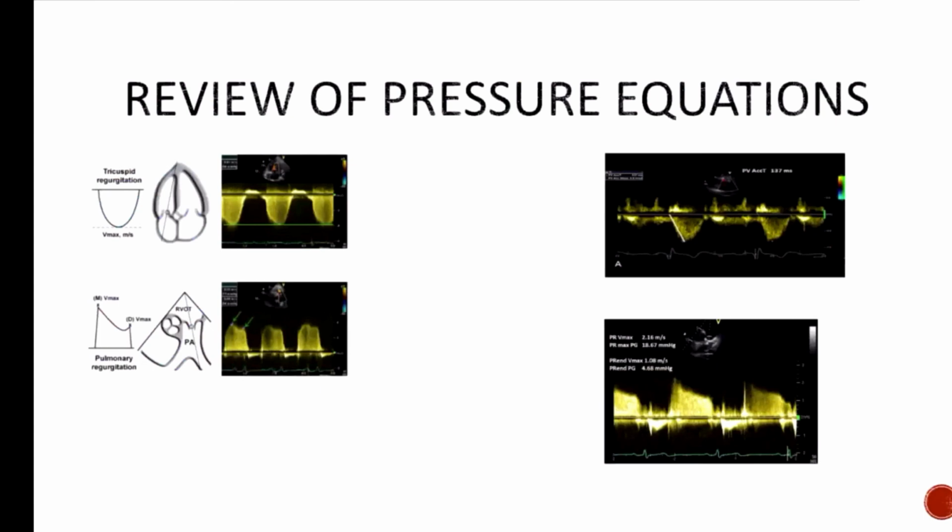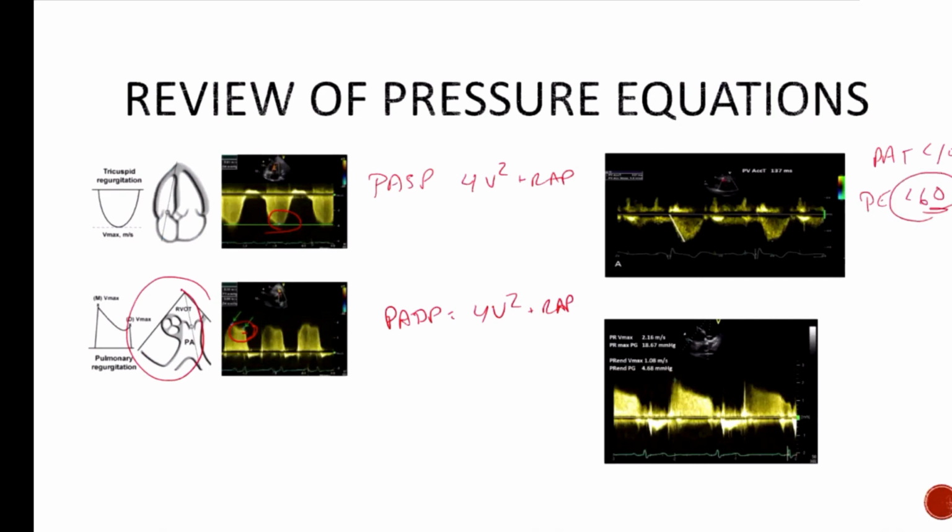So we're done. Let's review our equations just to kind of get them home, right? Our PA systolic pressure is 4V squared plus our right atrial pressure, using our maximum TR velocity jet. Our PA diastolic pressure is equal to 4V squared plus our right atrial pressure, using our pulmonary regurgitant jet, in this view here at end diastole. Our pulmonary acceleration time can help us determine if someone has pulmonary hypertension: PAT less than 105. And for pulmonary embolism, the number that we care about is less than 60. That's just to maintain our 60-60 rule.